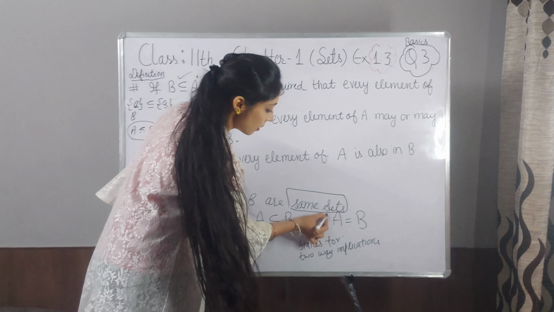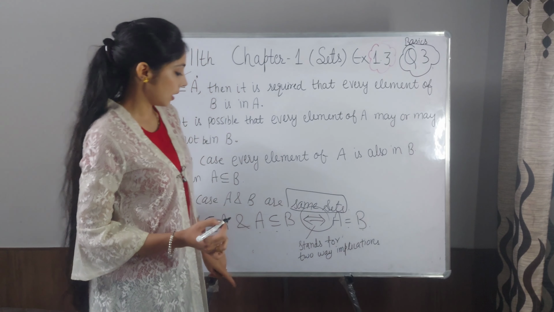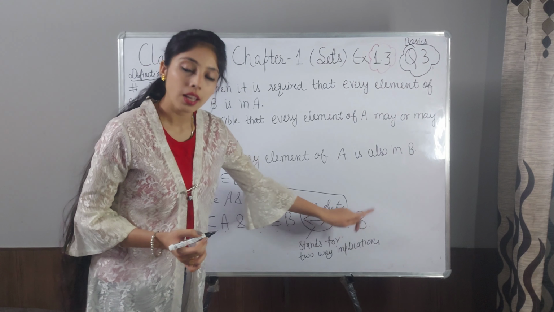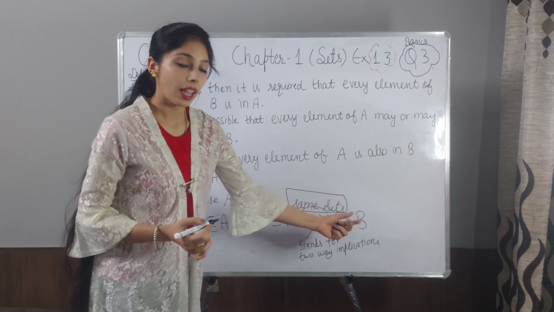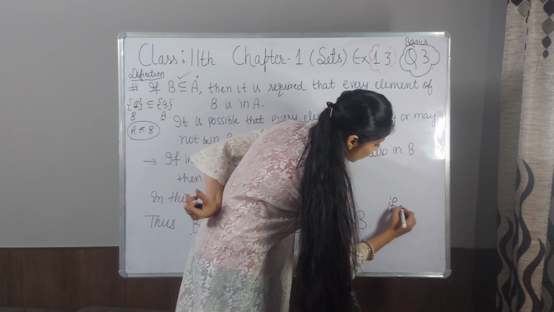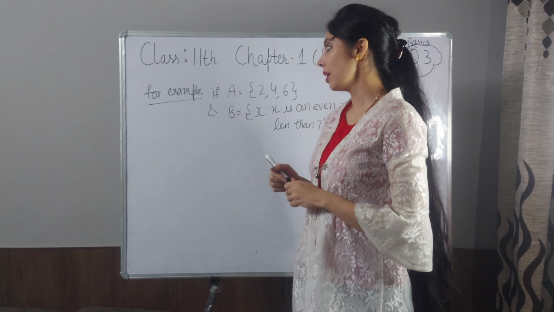Then both sets represent equal sets. Here this symbol stands for two-way implication. If these two conditions hold, then A is equal to B, and if A is equal to B, then these two conditions hold. This symbol is used for if and only if. And let's see some examples.